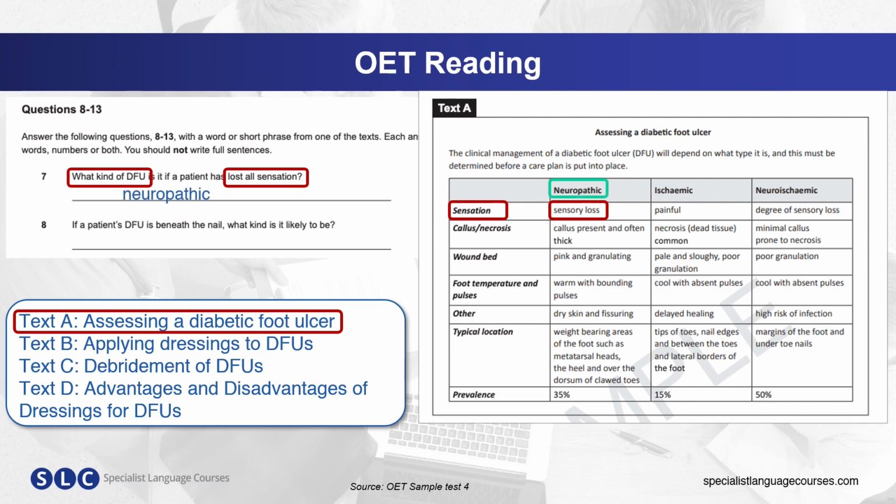Look at the keywords in the questions to understand the type of word you're looking for and the keywords to help you find it.